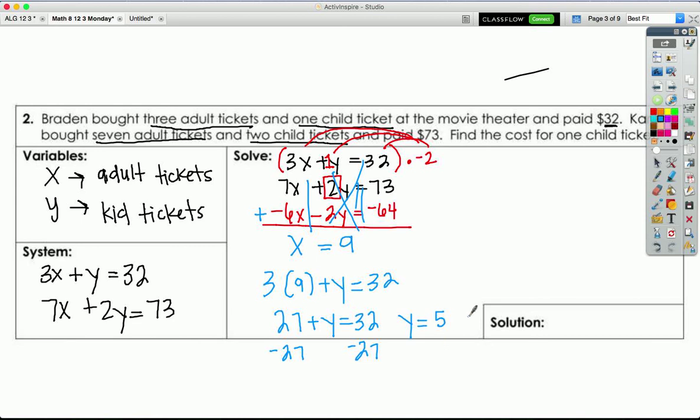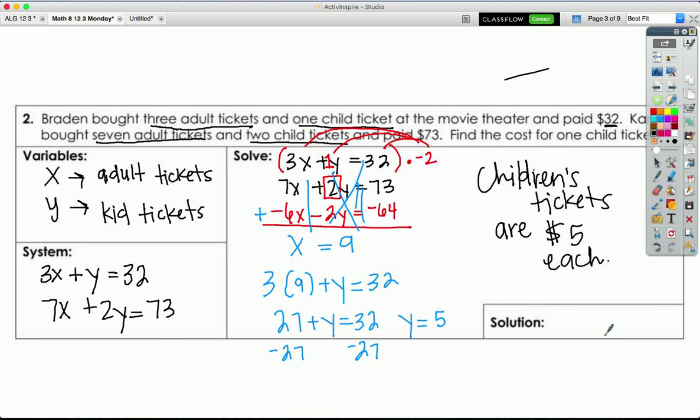So the actual answer to the question is that children's tickets are $5 each. If it had just been a system of equations, we would have written the ordered pair, but it's an application problem. You need to have a sentence answer. Does anybody still need a second? You said yes? Okay. The key is posted in Schoology, so if we move too fast, you can go back and check.